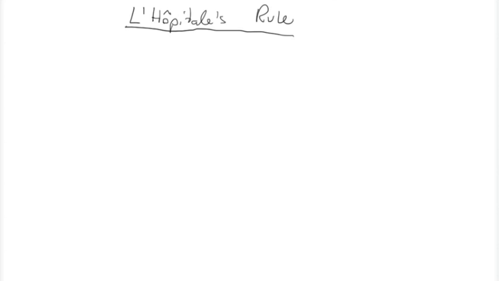So I've been talking about this rule ever since the first or second video. This rule is something that makes solving limits a whole lot easier. We have a couple restrictions. It only applies to limits that end up being in indeterminate form. The indeterminate forms are these couple of forms right here.